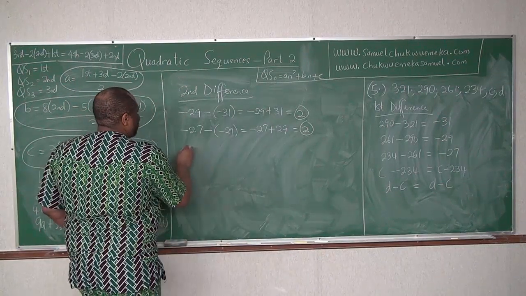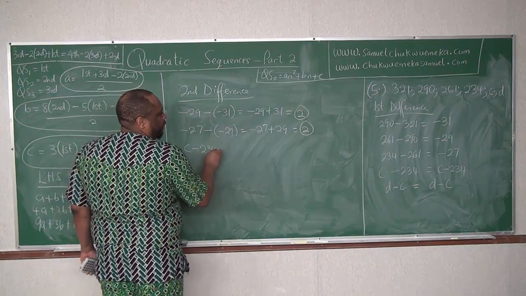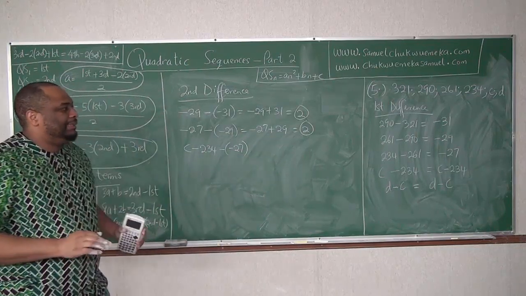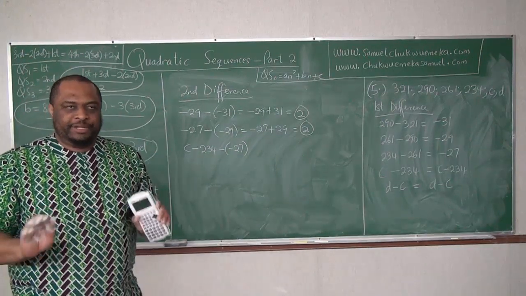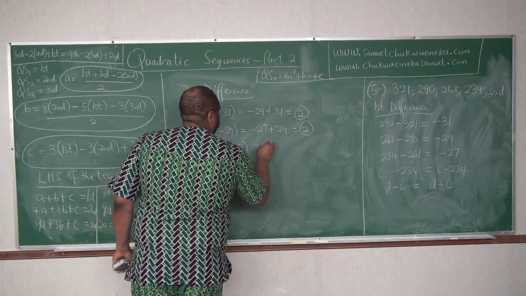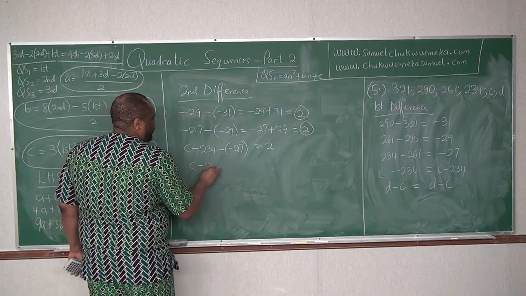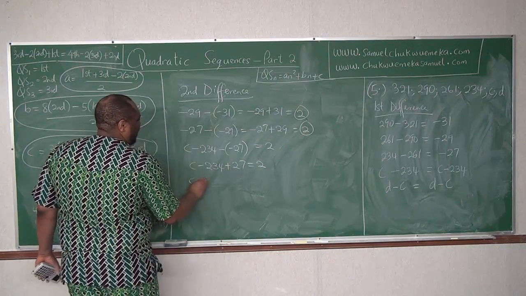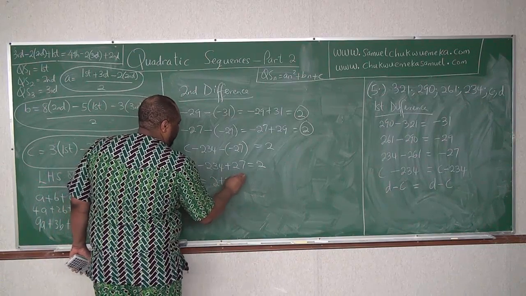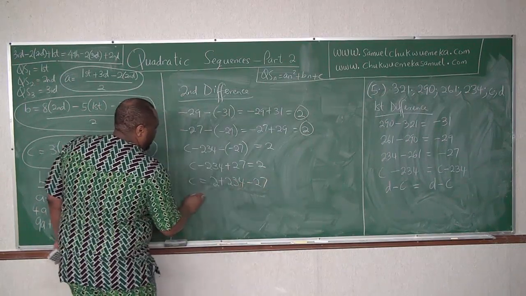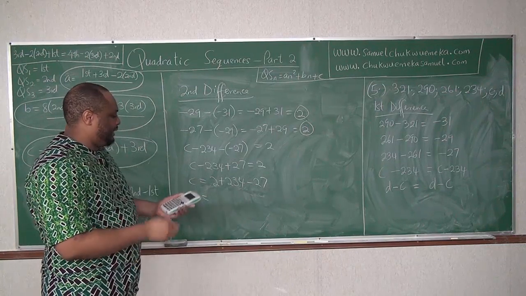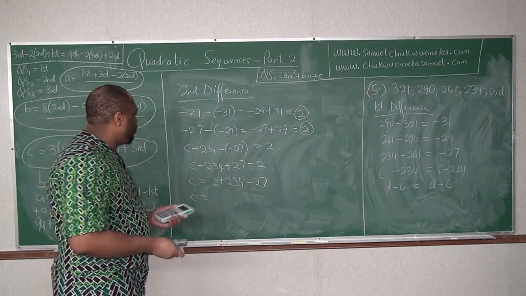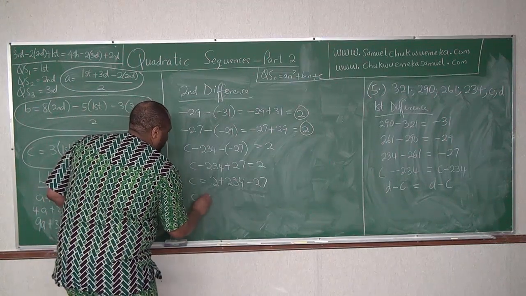Then we have C minus 234 minus 27. This should give us 2. So this is C minus 234 plus 27 equal to 2. So C is 2 plus 234 minus 27. So C will give us 236 minus 27, 209. C is 209.